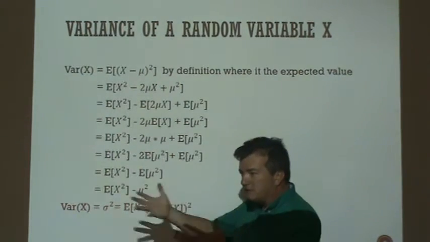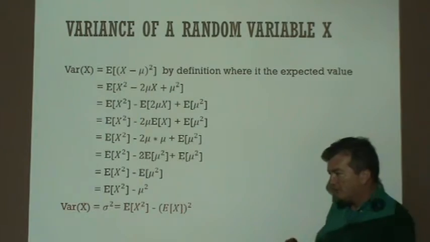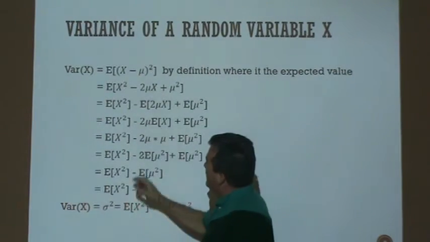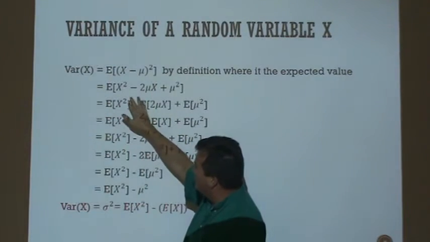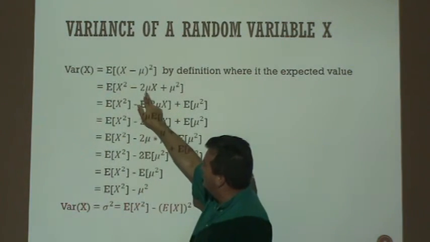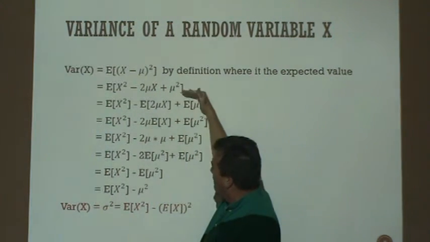And it just comes out, it's a number that we can look at. If it's very large, you say, wow, this thing varies a lot. If it's very low, it doesn't vary too much. And if you take this and you just work it through, work through your trigonometry, you get x squared minus 2 mu x plus mu squared.